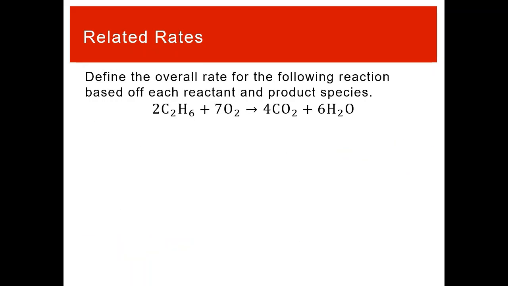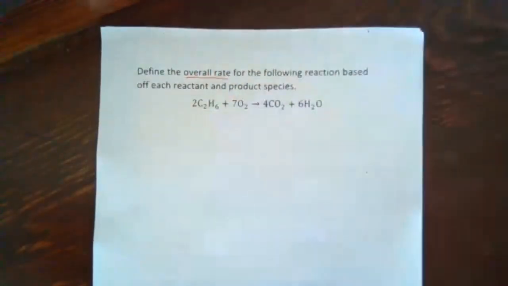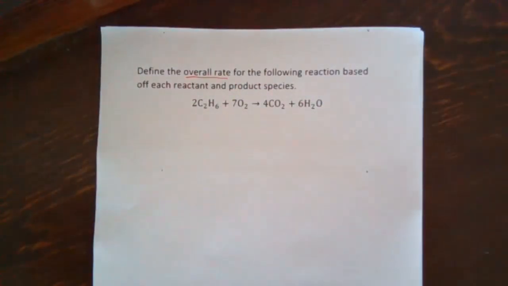So let's do an example, see what this looks like. Define the overall rate for the following reaction based off each reactant and product. So it's C2H6 plus 7O2 gives me 4CO2 plus 6H2O. So let's write this out, see what it looks like. When we want to define the overall rate, we're looking for an equation that would let us get a single number to describe the whole reaction.